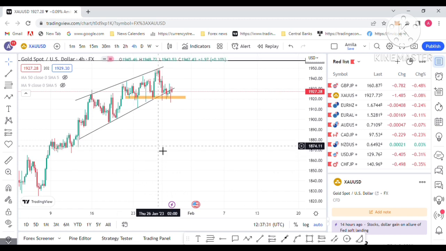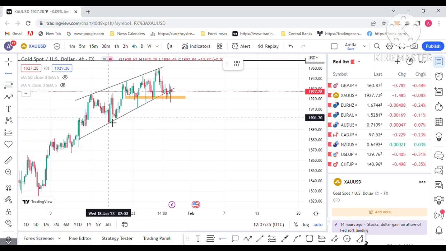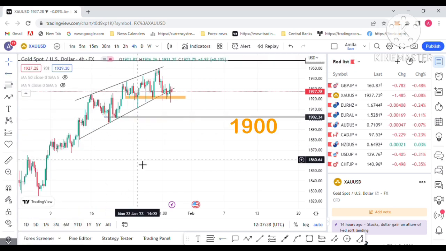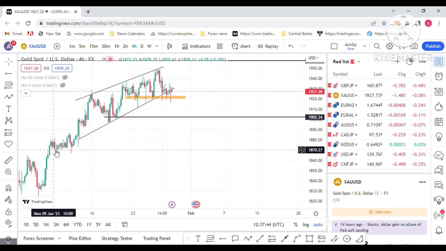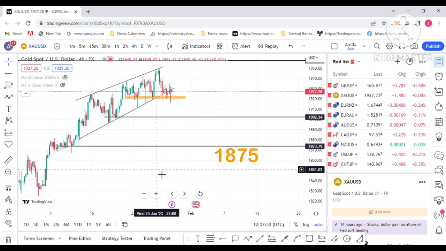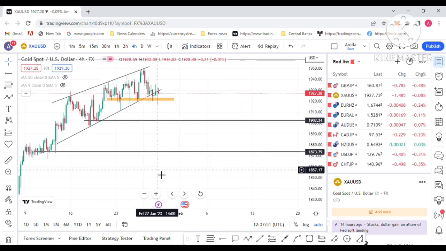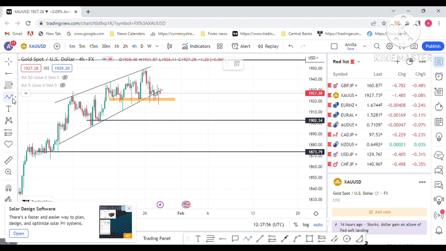This is my first prediction for gold next week. Okay, my first target is this line, and the second target is this area. So I am forecasting to sell gold next week. So you can analyze smaller time frames as well.